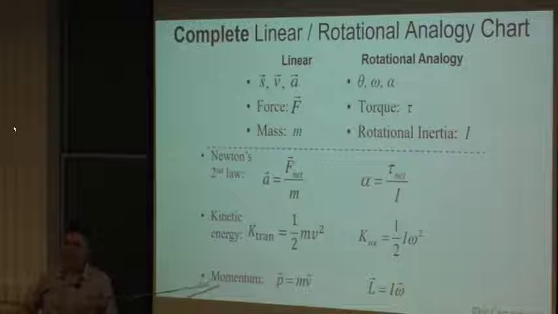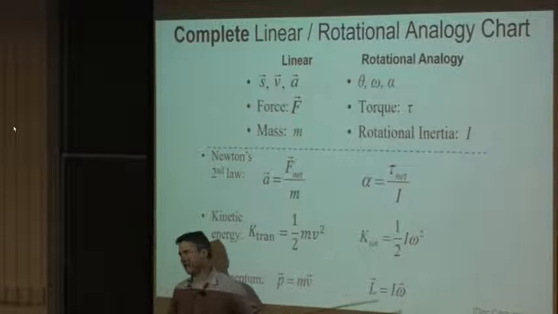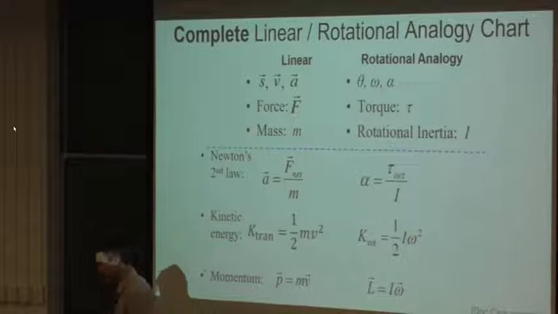And then lastly, the vector momentum P is mv. You've got L is equal to I omega. And those are all the analogies I'm going to do.